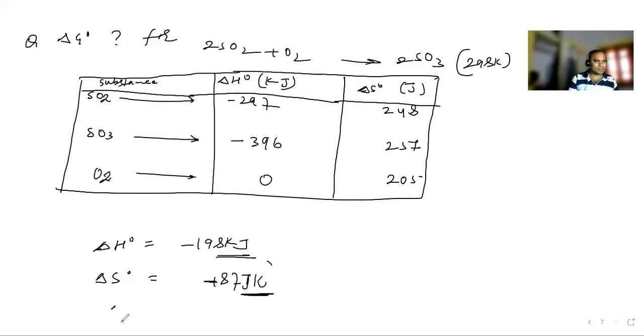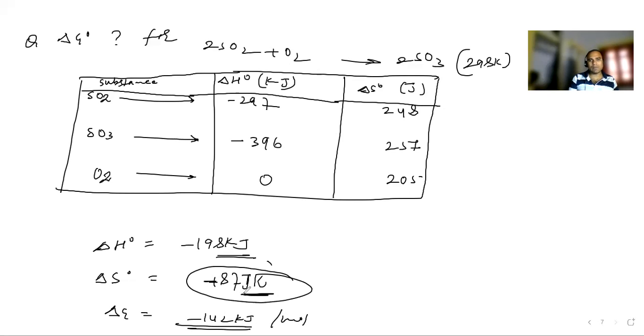So here is delta G. If you are going, that is minus 142. Surely it will come in the form of kilojoule per mole. So this one you need to convert, divide by 1000. Can we move to another one? Yeah.